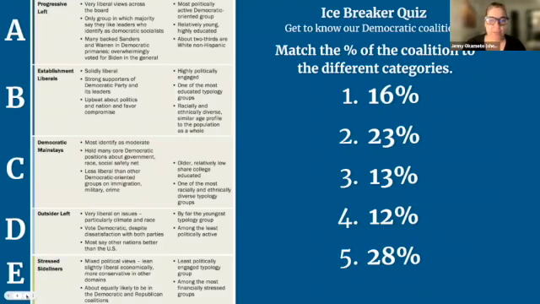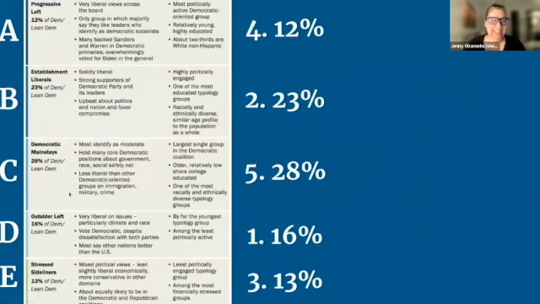Susan says for progressive left, 12%, and for Democratic mainstays, 28%. For outsider left, we're looking at 13%, and for stressed sideliners, we're looking at 16%. All right. Yeah, so the same on stressed sideliners as Terry, and the same on progressive left, and the same on Democratic mainstays. So, all right, let's go to the board. You guys are pretty spot on.